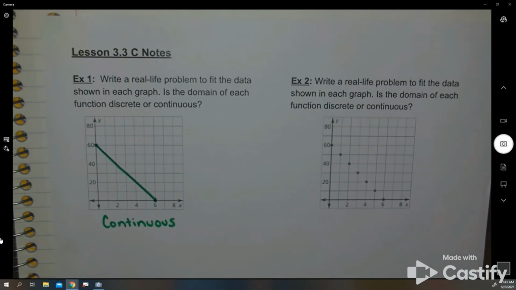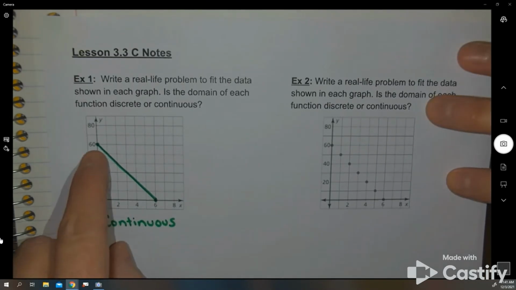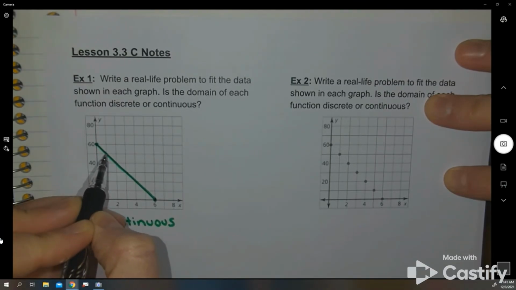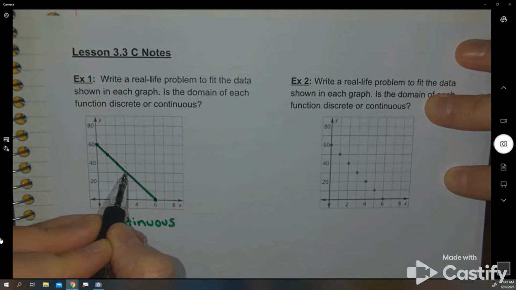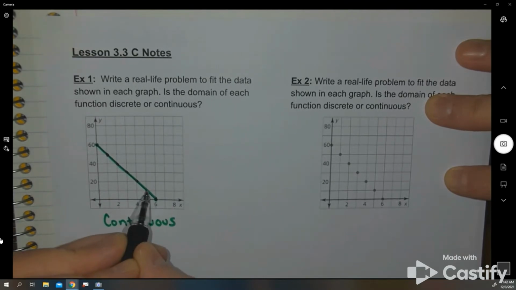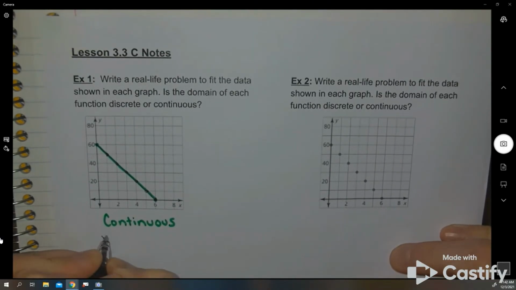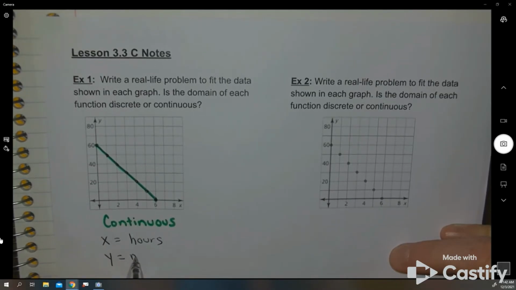So my scenario would be that, if you look at it, each of these kind of goes down, like as I go down 10 miles, it took me an hour. So it looks like this person who's biking is getting 10 miles closer to home every hour that they're riding. Let's say that's our scenario. So X would stand for the number of hours, and Y would be the miles remaining, as we're getting closer to home, perhaps.